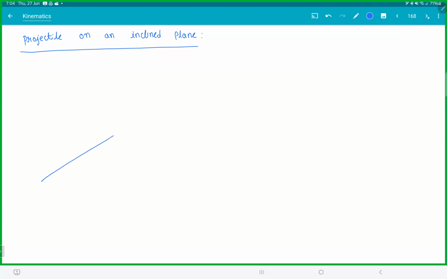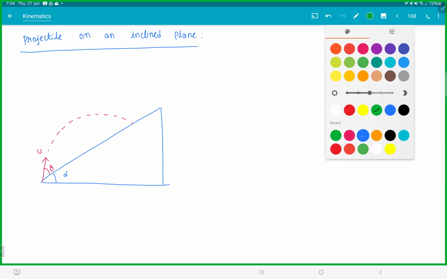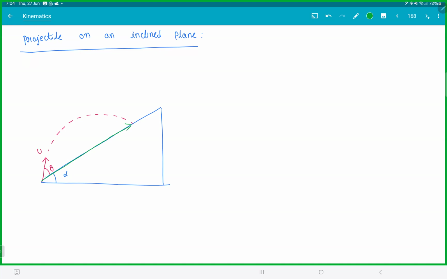So let's say we have an incline like this. This angle is alpha, and you're projecting with speed u at an angle theta. So this thing goes and lands somewhere here. So this is what we take as range here. So this distance is counted as range. So here theta is the angle of projection. Your alpha is the angle of inclination.